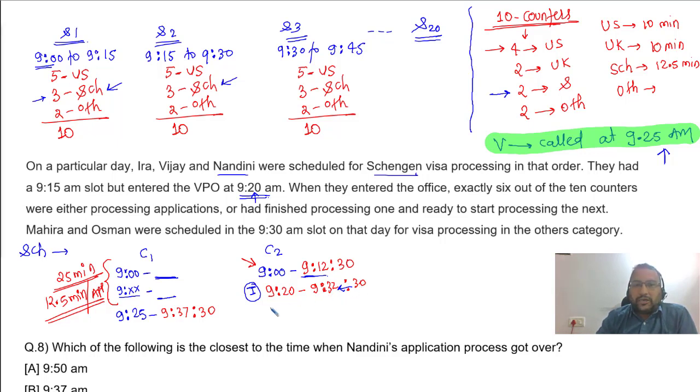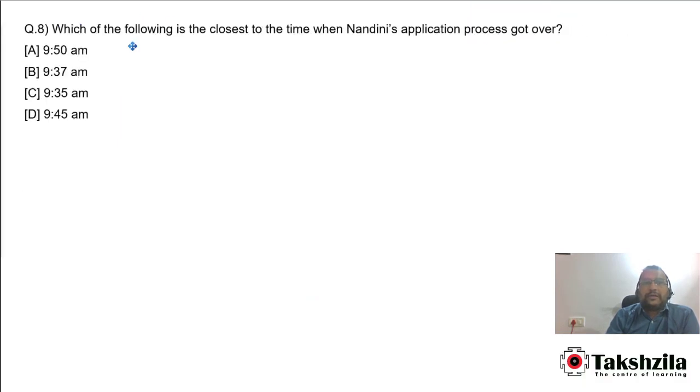It means the application of Nandini, the third person, will start at 9 hours 32 minutes 30 seconds, and it will end after exact 12.5 minutes, that is going to be 9:45. The application of Nandini will get over at 9:45. So what is the answer of question number 8? Question number 8 is, which of the following is the closest to the time when Nandini's application process will get over? Nandini's application process will get over at exact 9:45 am. This is how we can solve question number 8.